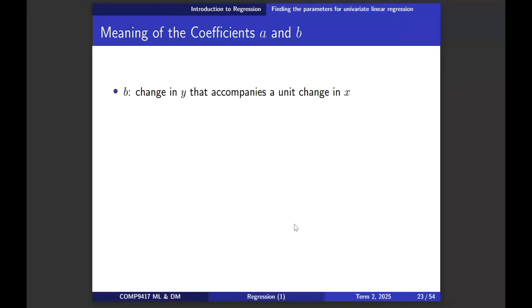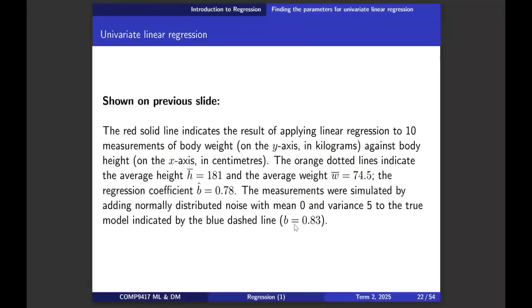So what is B? Well, there's an interpretation that we can apply. B is the change in y for a unit change in x. Whatever the units of x are, if we increase or decrease, positive or negative, we can expect to see that much change in y. So B will tell us that. So 0.83 on the true model.